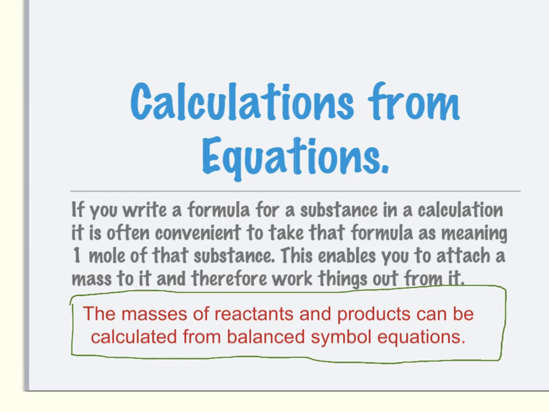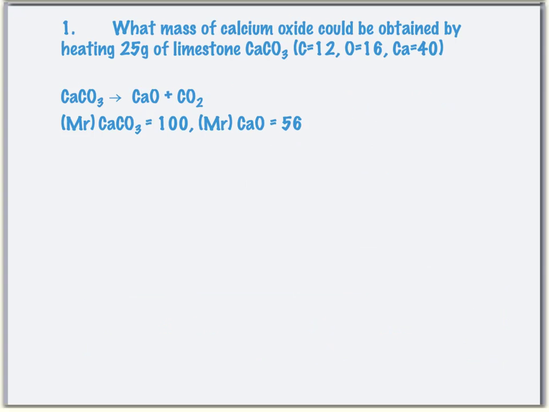So let's take a look at an example here so you can try and get your head around what you'd be expected to do. So here's a question. What mass of calcium oxide, so this is calcium oxide, could be obtained by heating 25 grams of limestone? That's the limestone. So we're going to heat 25 grams of limestone, and we want to know how much calcium oxide we're going to get from heating 25 grams.